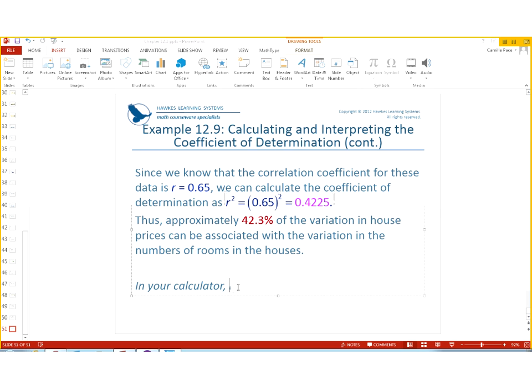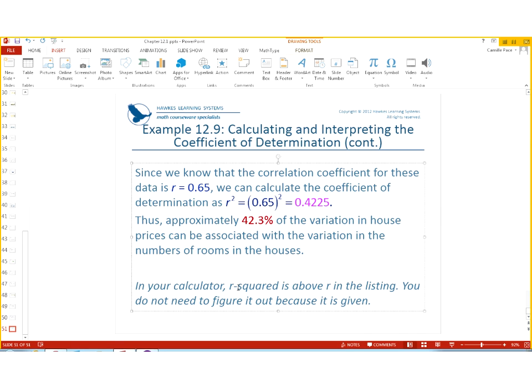So we're going to say R squared is above R in the readout, in the listing. So you do not need to figure it out because it is given. So that's kind of great, isn't it? So all you have to do is read it from the calculator and know what it means.